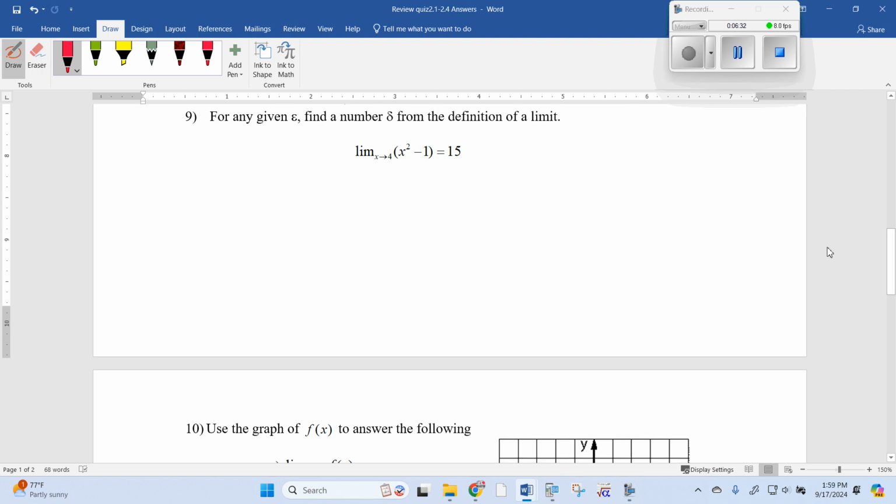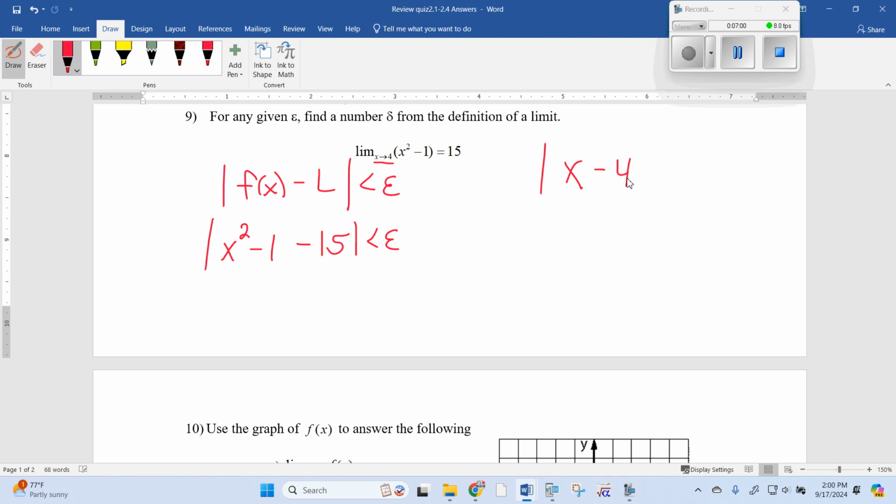Next, for any epsilon, find delta. So we want to always start this with the absolute value of f of x minus L is less than epsilon. So in this case, this would be x squared minus 1 minus 15 is less than epsilon. And because this is x approaches 4, we eventually want to end up with x minus 4. So that's where we're going.